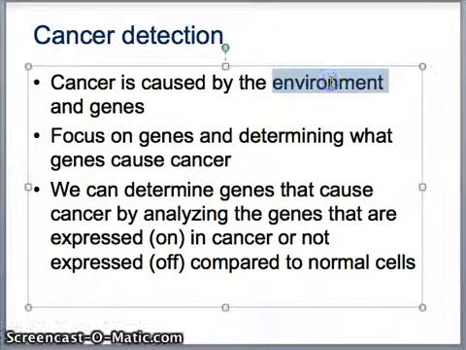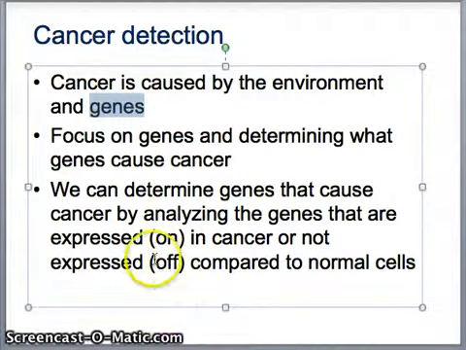Now the environment affects the genes and causes the genes to be maybe expressed, turned on and off, and that's called epigenetics, which we're not going to get into in this class. But we're mainly just going to focus on the genes and how you read whether or not they're on and off and what that means for cancer.